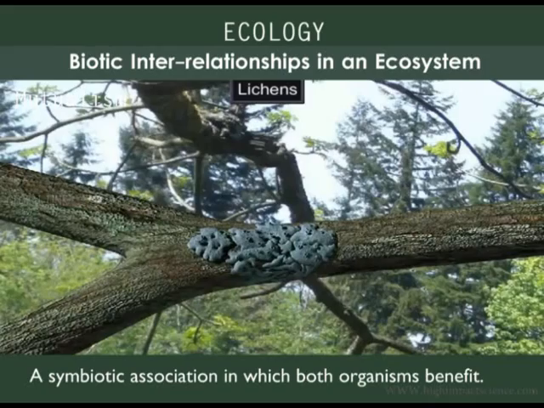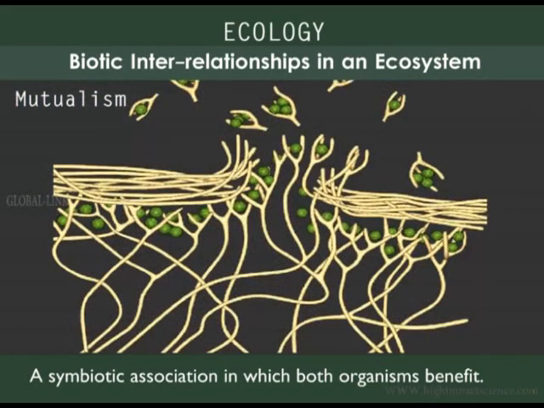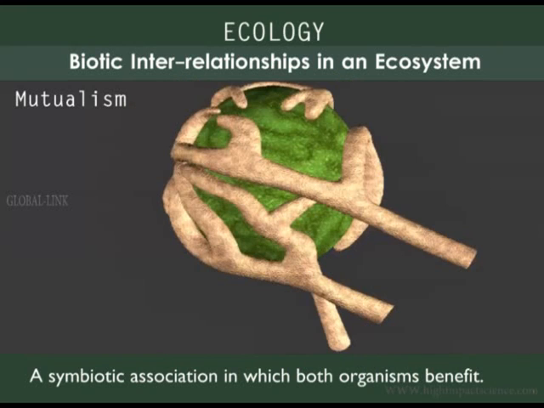Mutualism is also seen in lichens, which is an association between algae and fungi. In this association, the algae is photosynthetic and makes food for itself and the fungi. On its part, the fungi provides shelter and protection as well as absorbs water and minerals for itself and for the algae.